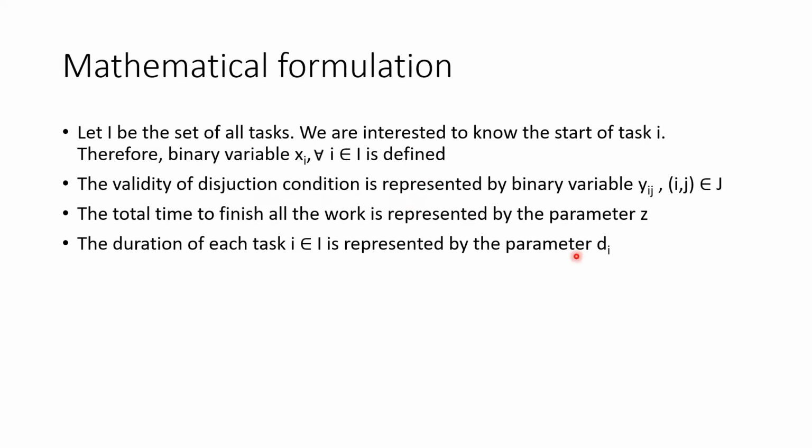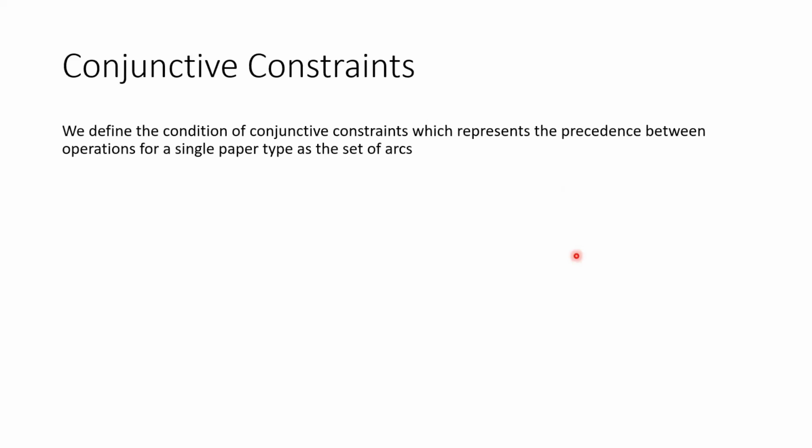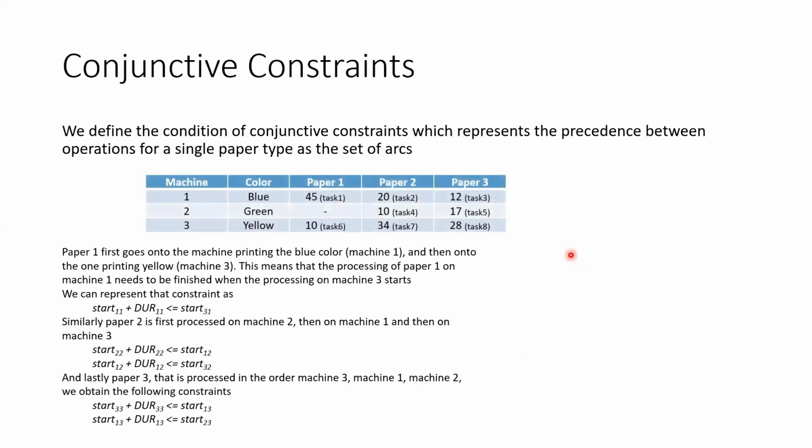Now we have a set of conjunctive and disjunctive constraints. Conjunctive constraints are the condition where the precedence between operations for a single paper type is defined as the set of arcs. What we mean is that if paper 1 is performed in the blue machine, then the start time of paper 1 in the yellow machine should be more than the start time of paper 1 in the blue machine plus the duration it takes for paper 1 to process in the blue machine.